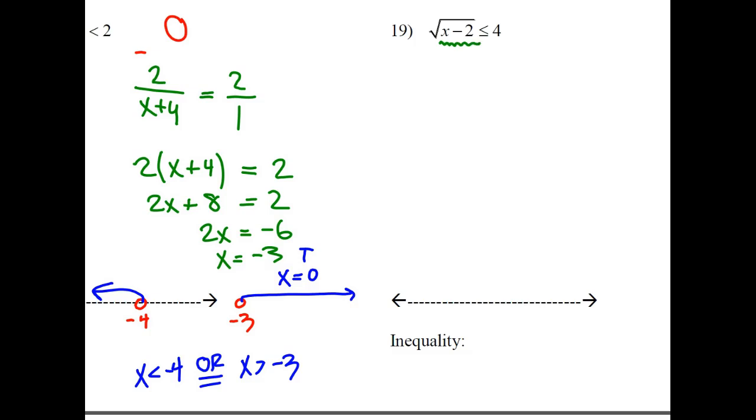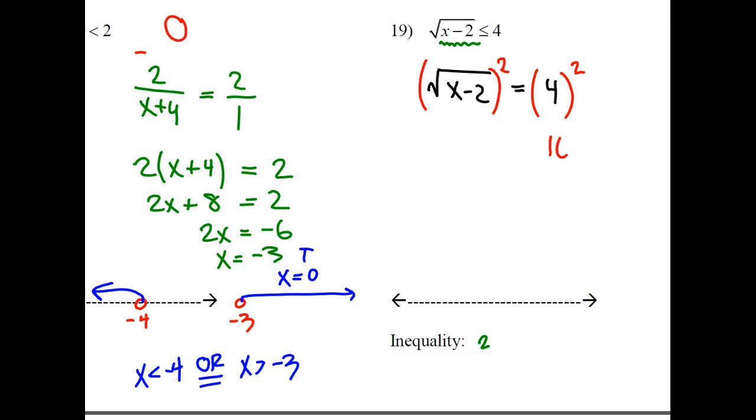Because you can't take the square root of a negative. Oh gosh, you're right, 2. 2 is going to make that 0. So 2 is going to be one of my boundaries down here. The other one is going to be when I solve this. So how do I solve this? Well, how do you get rid of a square root? Square it. Good. So square both sides to get rid of that square root.